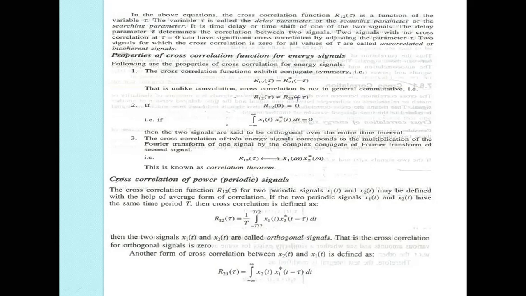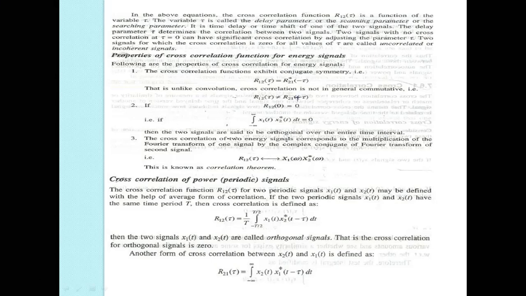Following, my dear students: convolution is a commutative property, meaning it is interchangeable. But here, when we interchange R12 of tau to R21 star, the tau becomes minus tau, and then only both are equal. R12 of tau is not R21 of tau here; it is not the minus, it is a plus. It is not equal, my dear students.